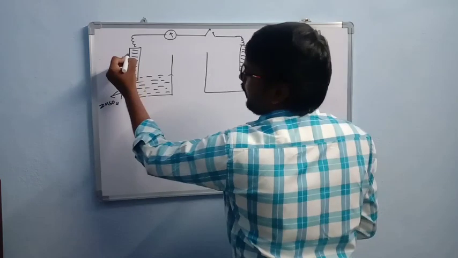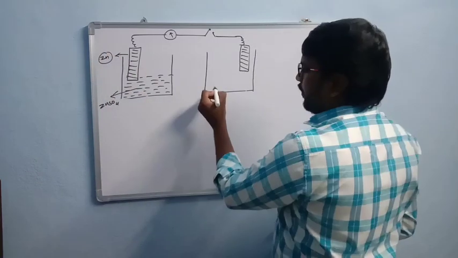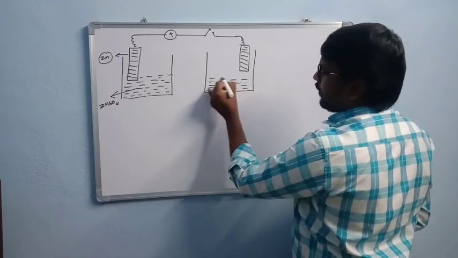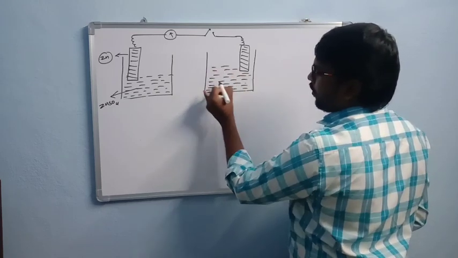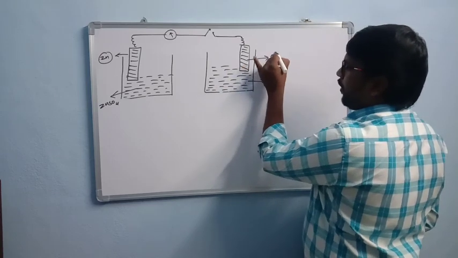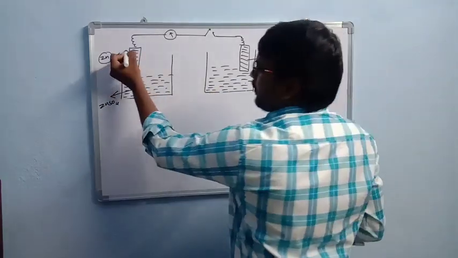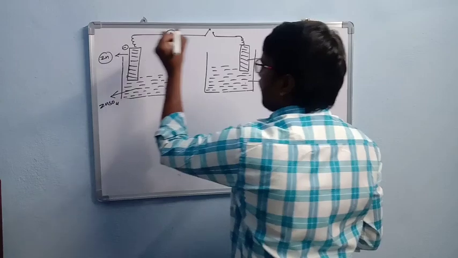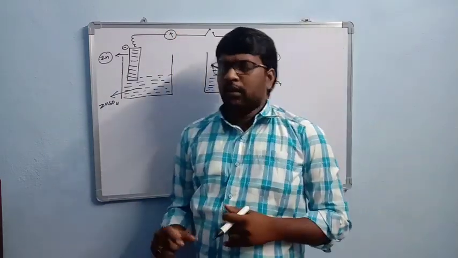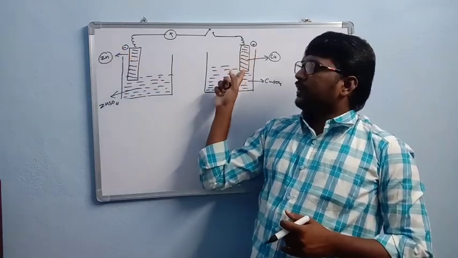In this I take zinc sulfate as the electrolytic solution, so it is the zinc electrode. Here I take the zinc electrode in zinc sulfate solution, and in the other half cell the solution is copper sulfate solution, so it is the copper electrode. The zinc electrode acts as the negative electrode and the copper electrode acts as the positive electrode. Negative electrode means anode, positive electrode means cathode.